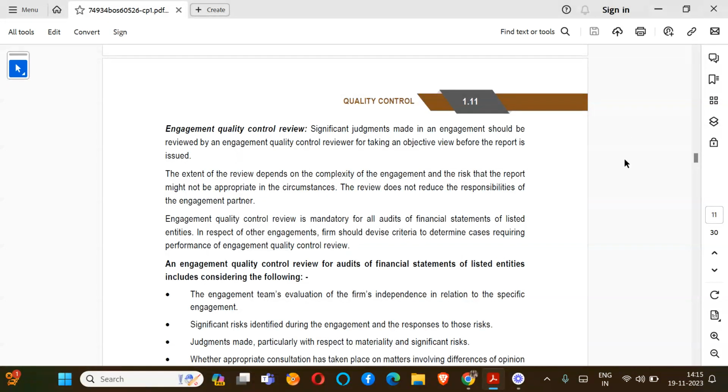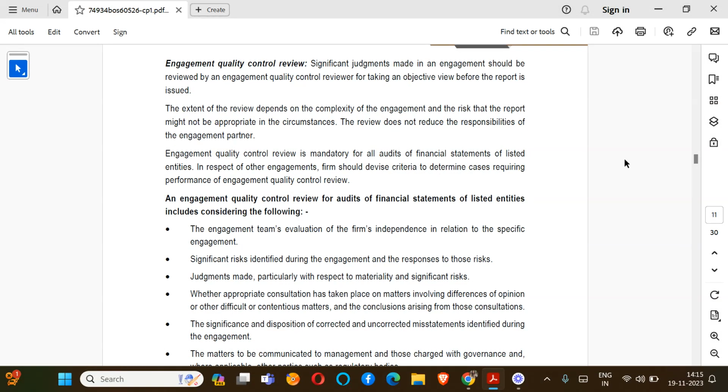Next, if we talk about the engagement quality control review, you should understand that once you're done with the audit, this happens before signing the audit report, okay? Before actually finalizing all of that, you need to have a proper quality control review. You have to have a person who is going to be a quality control reviewer. He can be from inside the firm, but he has to be other than the engagement team. Obviously the engagement team has done the work, now who will review it? Some other person from the firm itself will come and review that entire work.